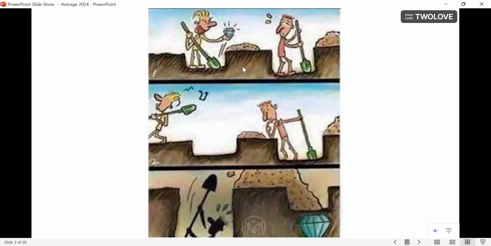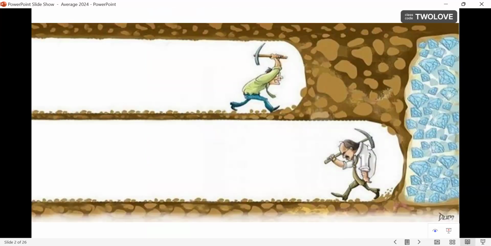Wait, let me finish first. Yeah, it is unrealistic. It's a comic, okay? It's not meant to be really real. You don't go digging down the ground to look for diamonds. It's a comic.